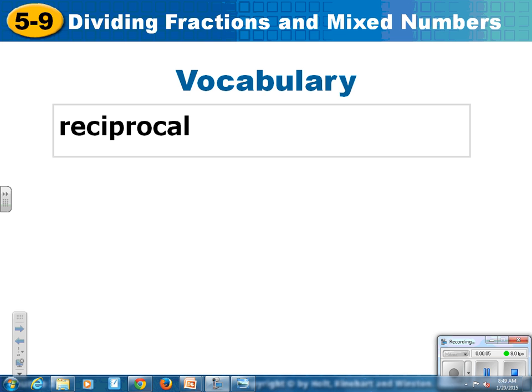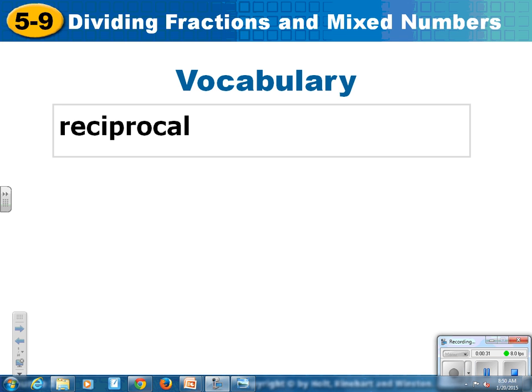We've added fractions, we've subtracted fractions, we've multiplied fractions. We're going to divide fractions. Now a bunch of you go, oh, guess what? We don't really divide fractions. We do what's called multiply by the reciprocal.